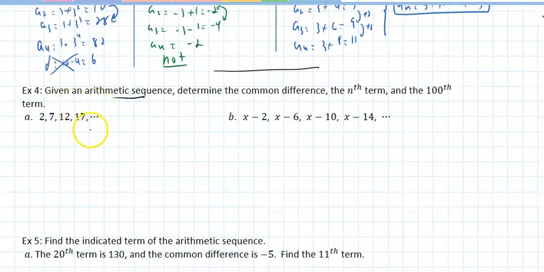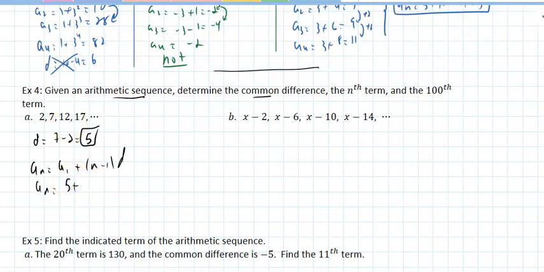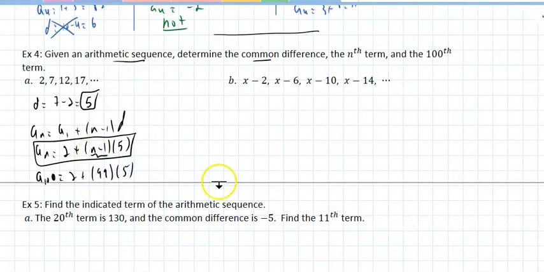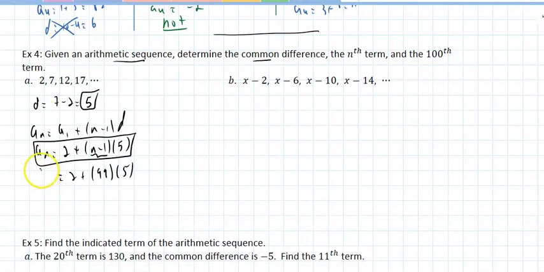Given an arithmetic sequence, they're telling us that this is an arithmetic sequence. Determine the common difference. Well, the common difference, I'll take any term minus the previous. If they tell me it's an arithmetic sequence, I don't have to check. Find the nth term: the first term plus n minus 1 times the common difference. The first term was 2, plus n minus 1 times the common difference, which is 5. You could simplify it. You could leave it like that. I don't care. It's up to you. And find the 100th term. The 100th term will be 2 plus, if you put 100 there, 99 times 5. So the 100th term will be, what is that? 497. That is the 100th term.